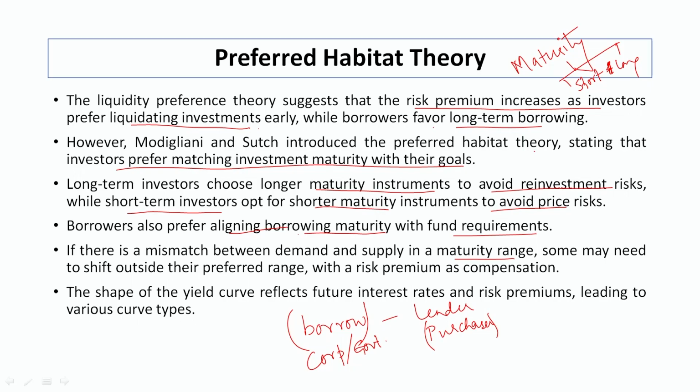So, borrowers also prefer aligning borrowing maturity with fund requirement. If there is a mismatch between demand and supply in the maturity range, lenders may need to shift outside the preferred range with a risk premium as compensation. If the borrower requires funds for 10 years and lenders are ready to give funds only for 5 years, in that situation what will happen? These lenders have to shift in that direction, and for that they require a risk premium. So, the shape of the yield curve reflects future interest rates plus risk premiums, leading to various curve types depending upon the situation and economic condition.